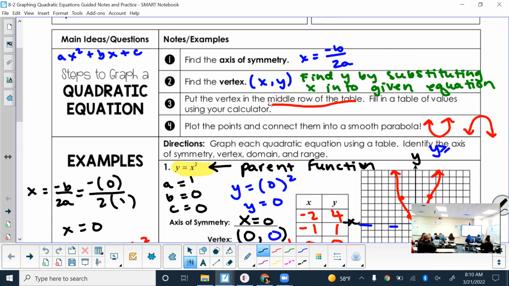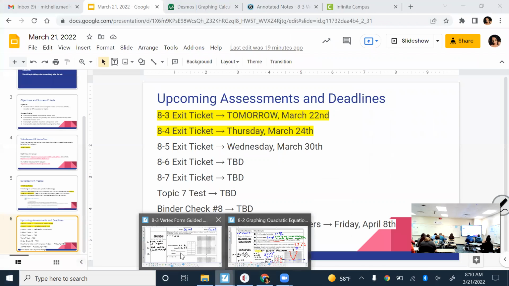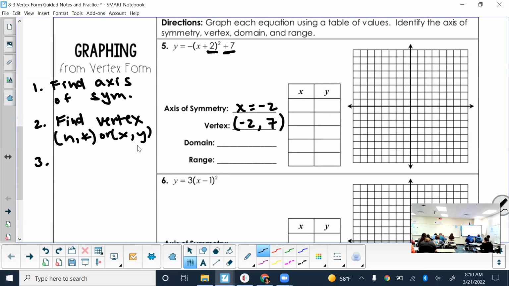Put the vertex in the middle row of the table. Just like before break, just like with standard form, this will go in the middle row of the table. And the x's will be based off of your vertex, right? Because the vertex is the middle of your graph. You're going to want points to the left and to the right of it. So left and right, that's your x's.